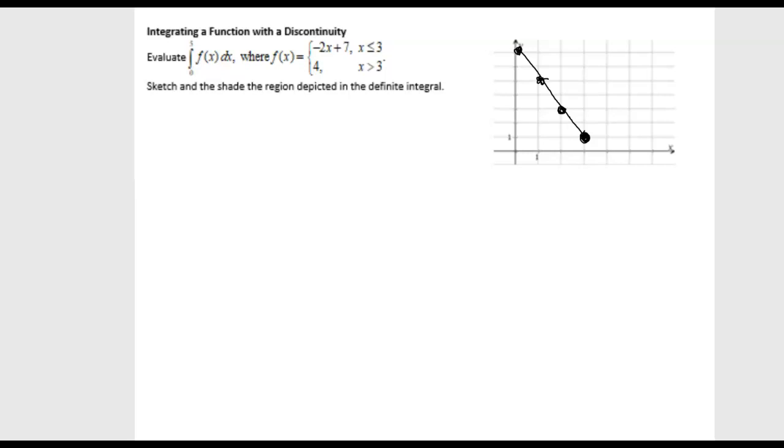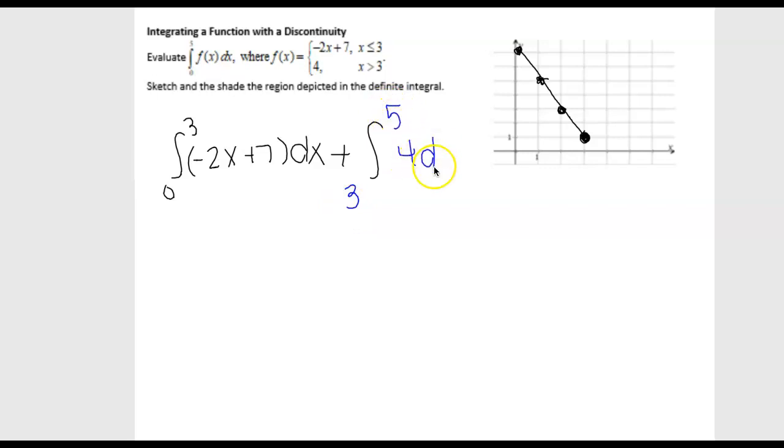So again, it asks me to evaluate the integral from 0 to 5. So what I'm going to do is evaluate the integral from 0 to 3 of negative 2x plus 7 dx. And I'm going to add to that the integral from 3 to 5 of 4 dx.